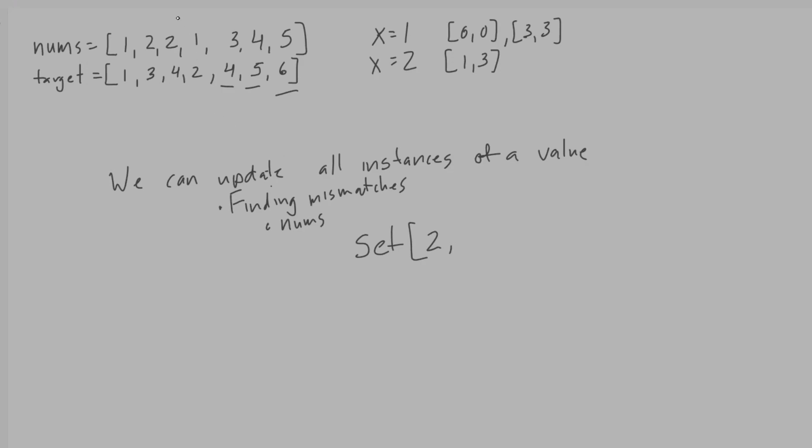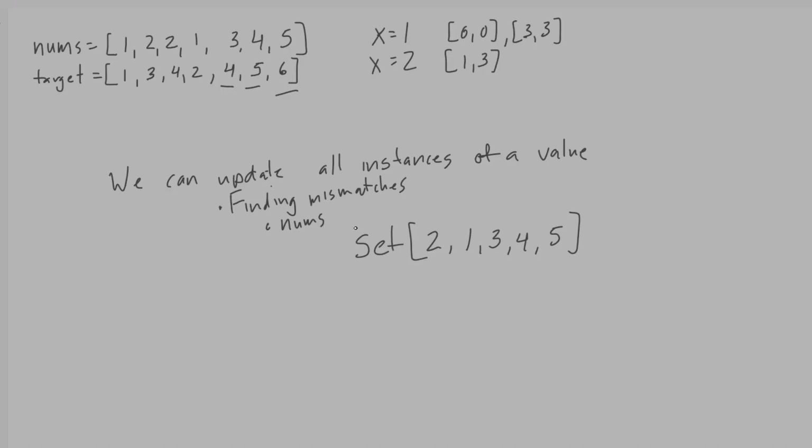So again, another mismatch. We want to keep track of 2, but this is a set, so we already have it. Let's come here, 1 and 2 mismatch. Let's keep track of 1. Mismatch here, 3. Mismatch here, 4. Mismatch here, 5. So what we've done is build this set of all the nums values where there's mismatches, right? So how does this help us?